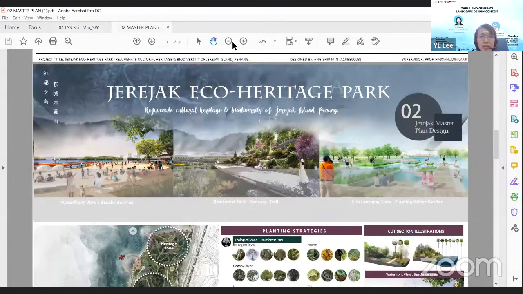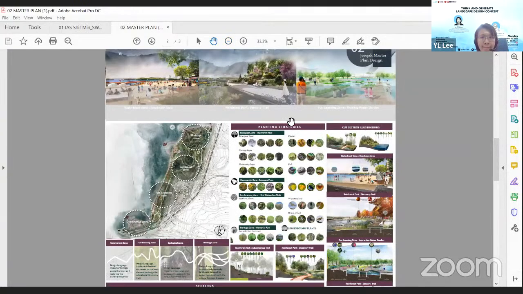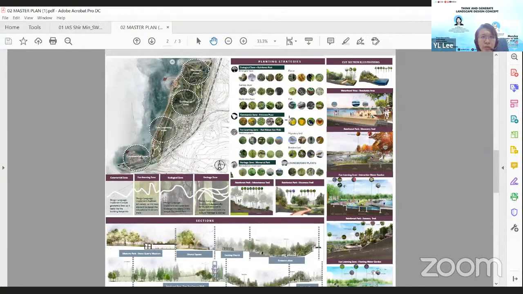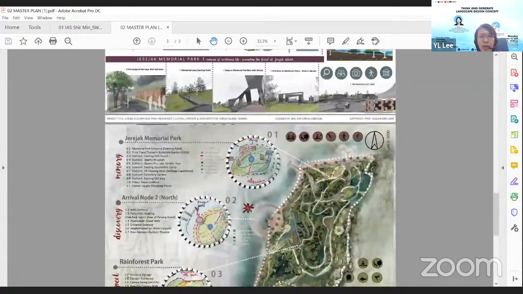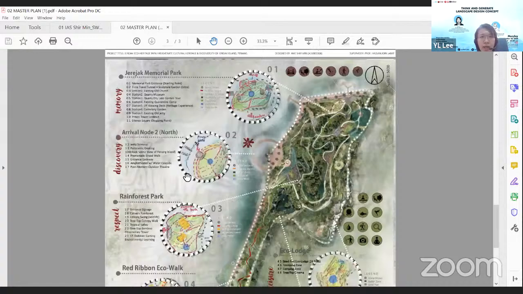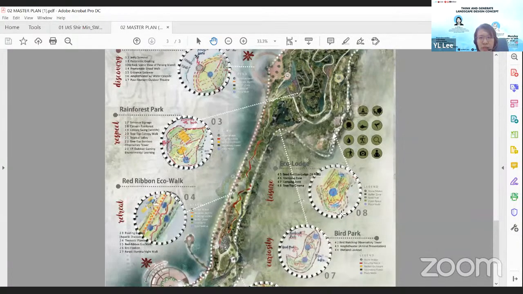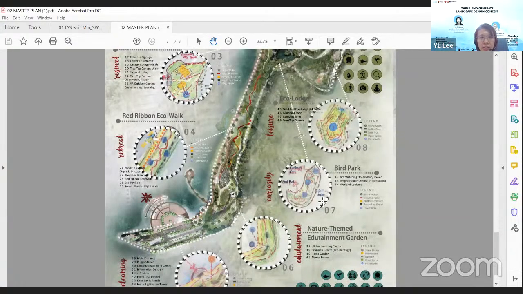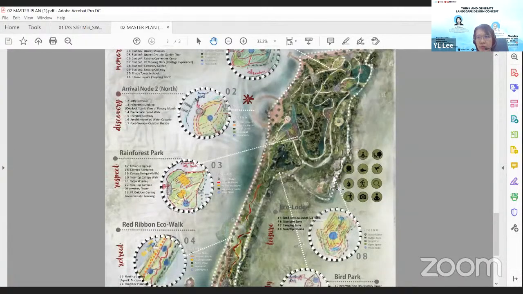So this is her master plan that I have just shown. She divided it into 4 parts in her master plan. They have a memorial park, a rainforest park, a ribbon eco walk, a bird park, natural gardens, all this. So it's one of the good mixtures, when she did a study combining history with nature.